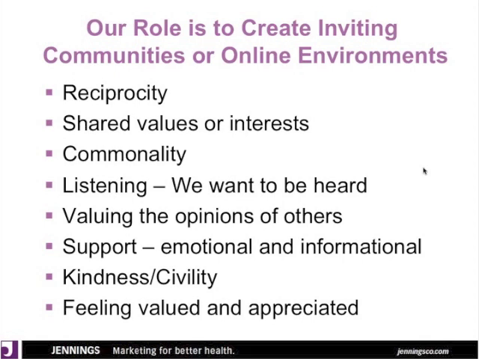Kindness and civility, I think those should be two driving principles on any online community, social media platform. You want to be kind, even if the person on the other end isn't being kind and civil. You want to maintain a level of kindness and civility. And then you want those people to feel valued and appreciated.